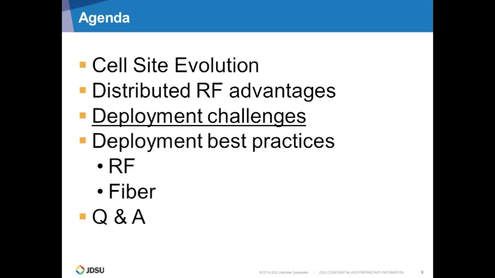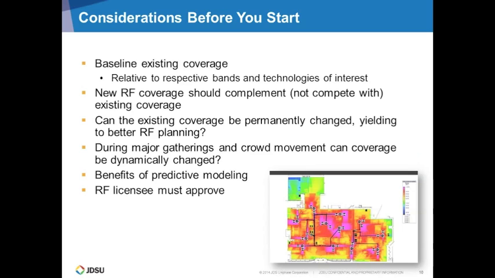So let's talk a little more about deployment challenges. There's a few of them. To begin with, think of the considerations before you start distributing your RF. You have to baseline the existing coverage relative to the respective bands and technologies of interest, meaning that if you're doing coverage, you often have to take into account all the technologies and all the carriers while you're doing this type of planning work. New RF coverage should complement and not compete with existing coverage, again trying to minimize the overlap between adjacent sites and sectors.